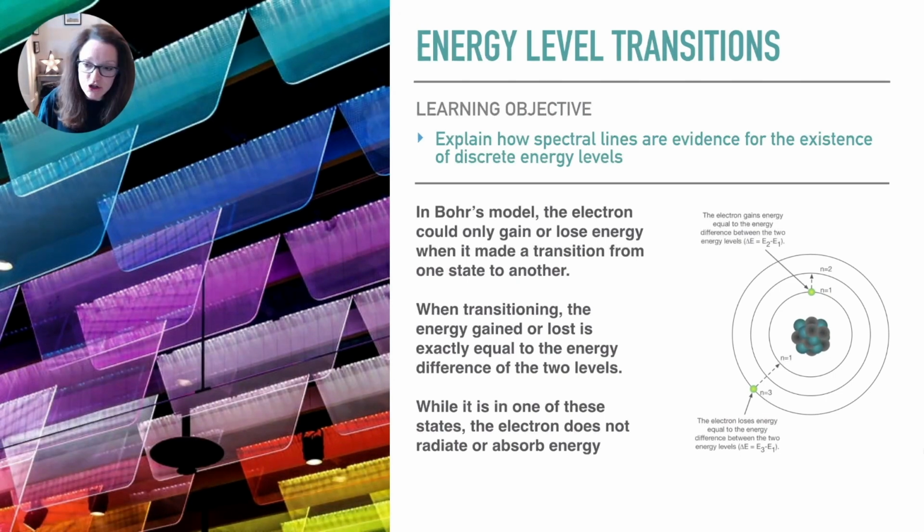And the other electron, you can see, is going from n equals 3 down to n equals 1. That electron will lose energy, and the amount of energy it loses is the difference in energy between those two energy states. Whilst the electron is in n equals 3, it doesn't radiate or absorb energy. That only happens when it moves between states.